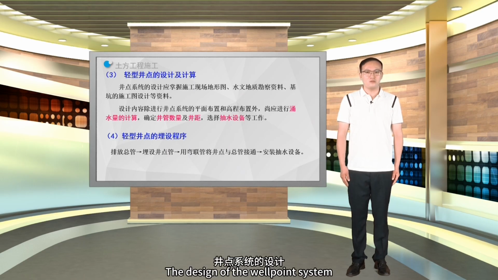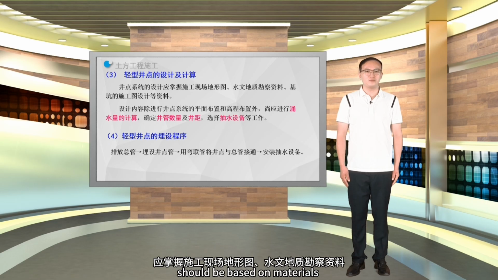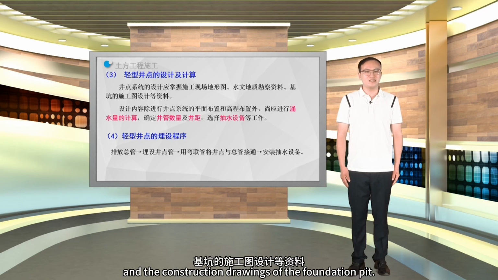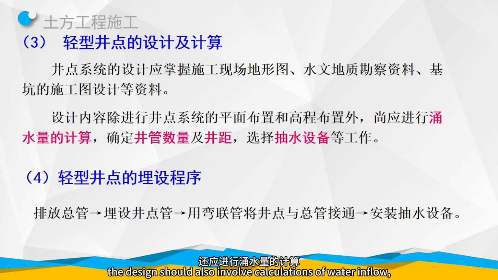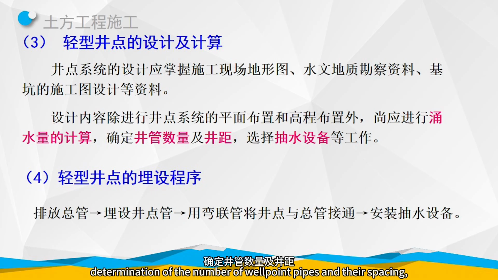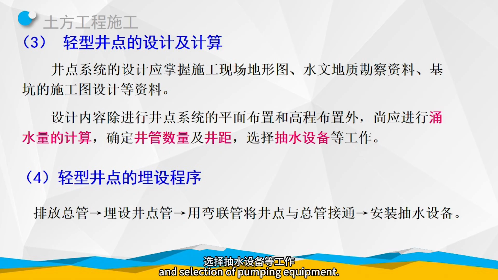The design of the well point system should be based on materials such as the site topographic maps, hydrogeological investigation data, and the construction drawings of the foundation pit. In addition to the plan and elevation layout of the well point system, the design should also involve calculations of water inflow, determination of the number of well point pipes and their spacing, and selection of pumping equipment.